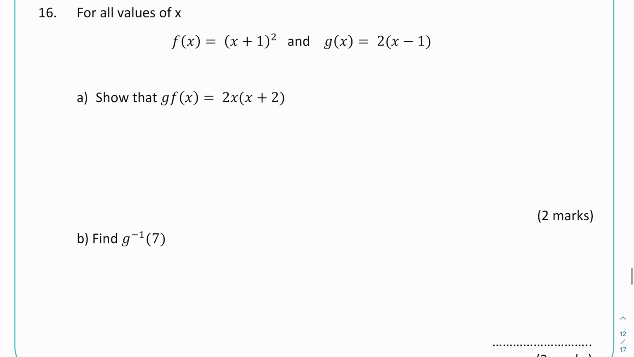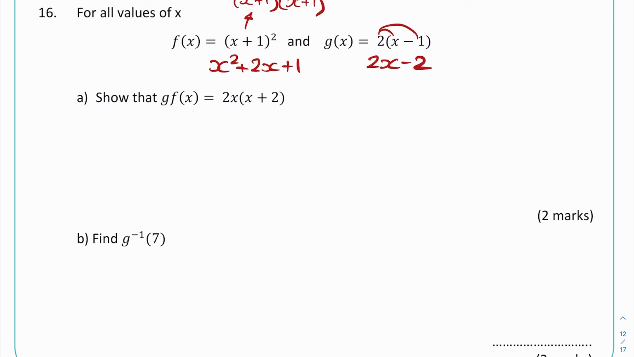So question 16, we have some functions. It says here, for all values of x, f of x is x plus 1 squared and g of x is 2x minus 1. Now straight away, before I even move on to looking at part A and B, I don't like how that looks because they are already in brackets. So before I even move on, I'm going to expand these. So that is x plus 1 and another x plus 1. So that would be x squared plus 1x plus 1x, so plus 2x plus 1. And this one, just expanding both of those by 2, so that'd be 2x minus 2.